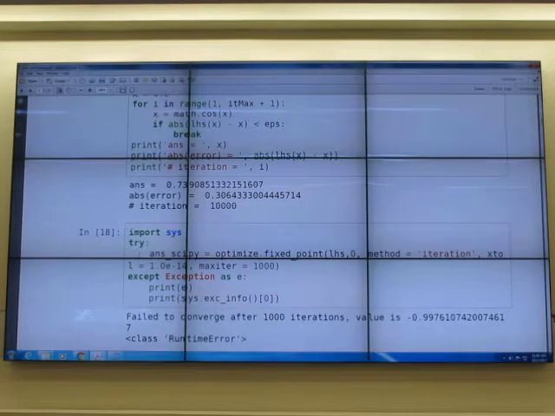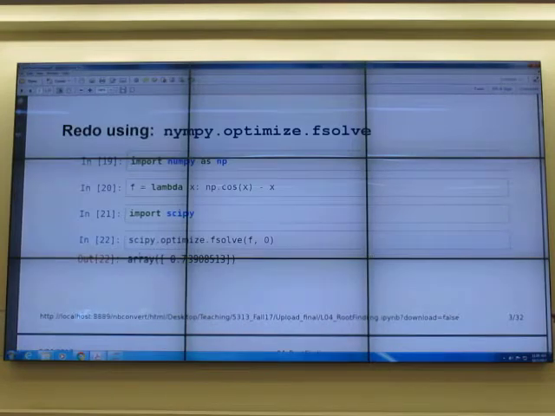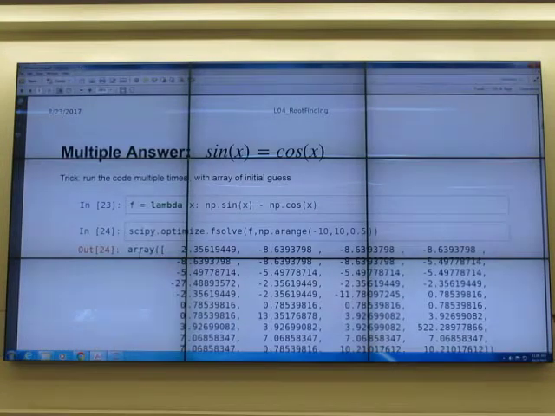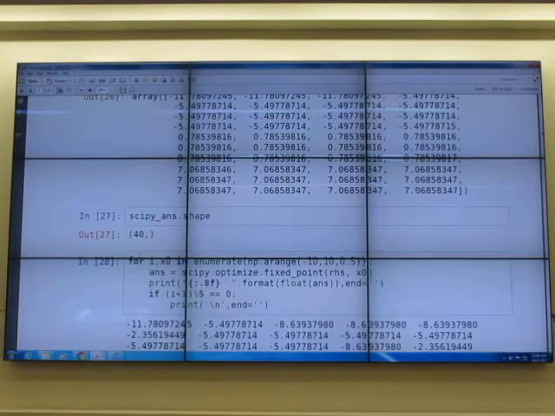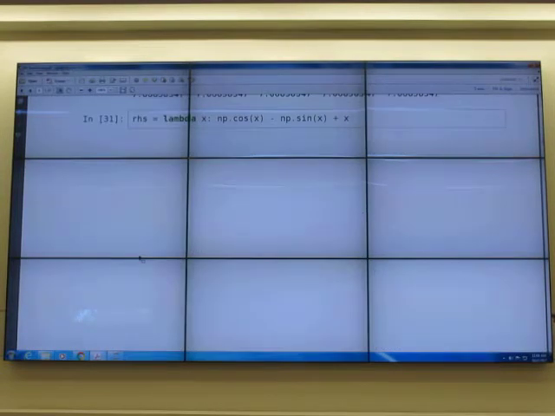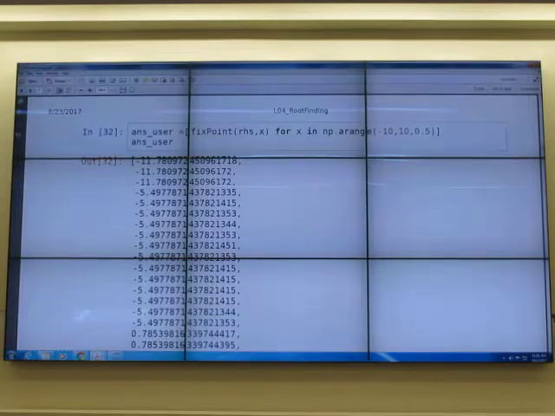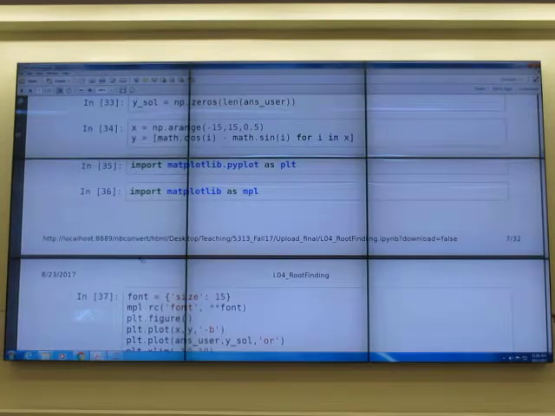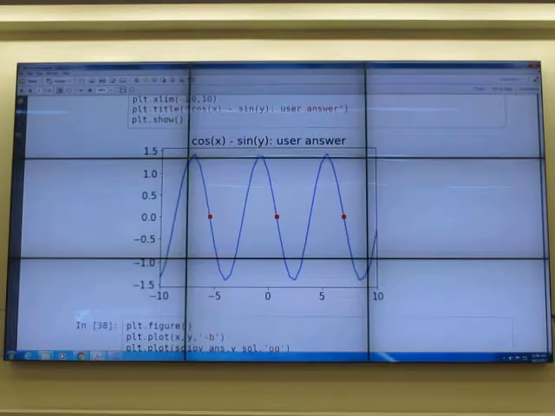Fixed point iteration, you understand that it doesn't always converge. You can use fsolve. You know how to pass additional arguments. You know how to do it for multiple answers. And by now you should know list comprehension, everything. You know how to plot the graph.